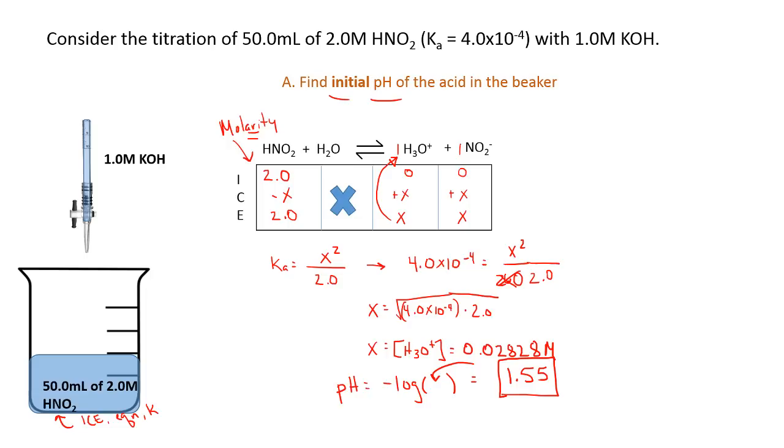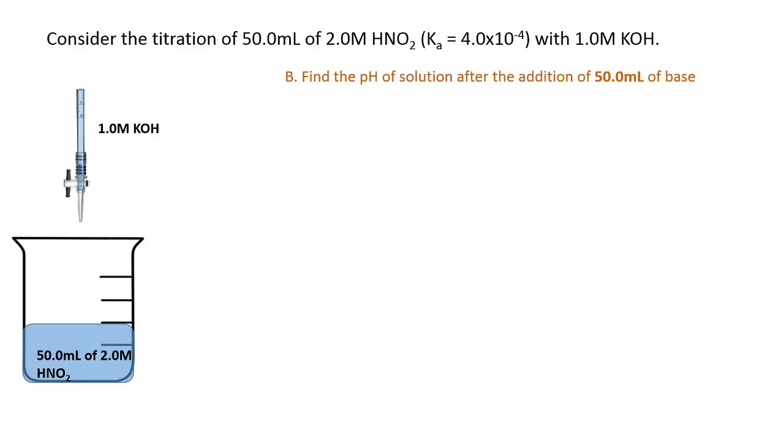Okay, so the next step is to add some base. So we're going to add 50 milliliters of base, right? We have to keep track of this volume change. We have 50 milliliters of HNO2 in this beaker already. When we add in 50 milliliters more of the base, we will have a new total volume of 100 milliliters, right? That's important because when we change the volume, we can no longer rely on molarity to tell us about what's going on in this beaker. Molarity changes as volume changes.